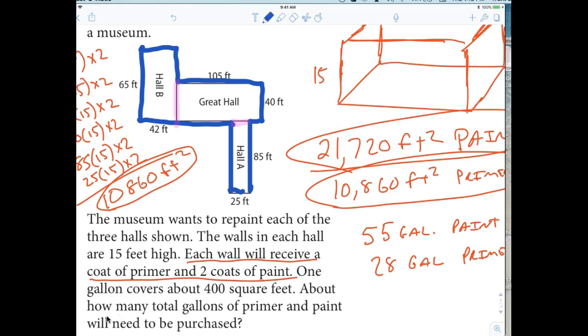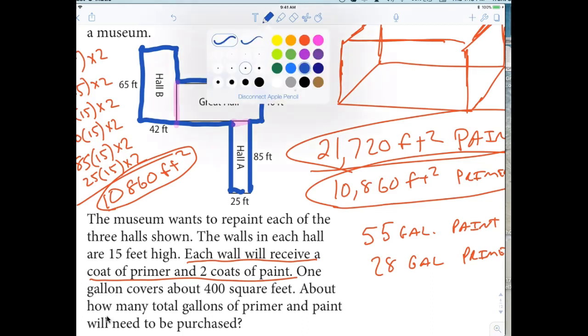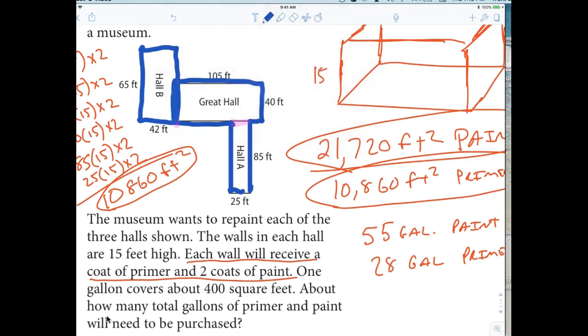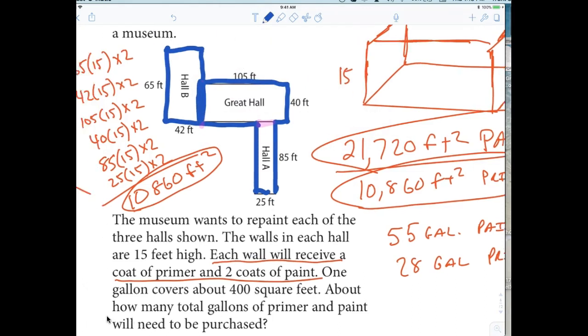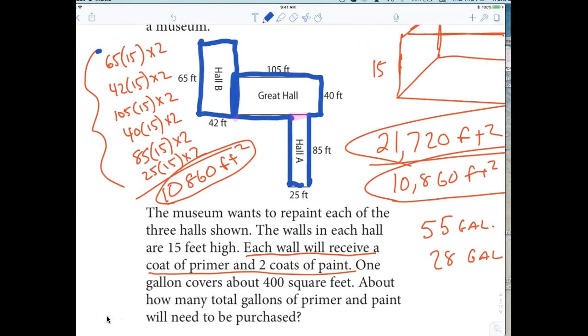This pink is a common wall. So you'd have to paint on what? Both sides. So it is like doing it individually, all these problems. Does everybody see that? So that's where we had this right here. Take a look and make sure you see what we did.